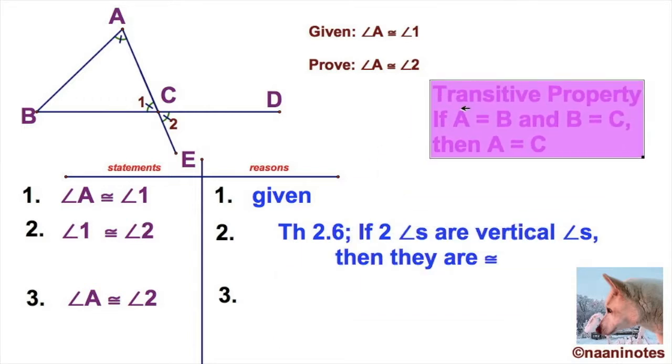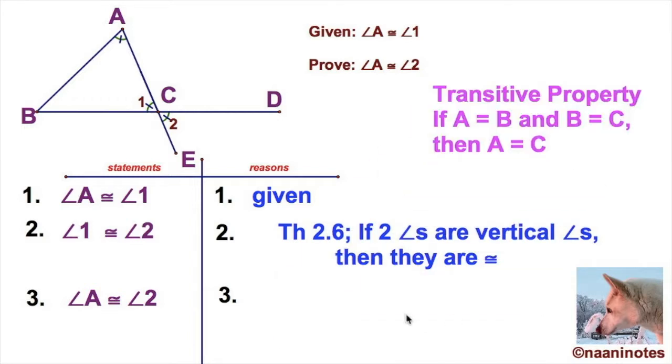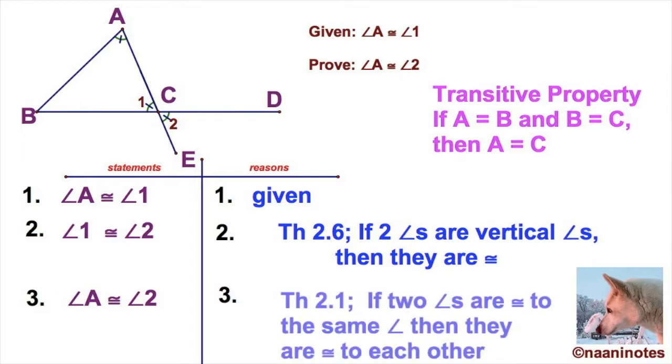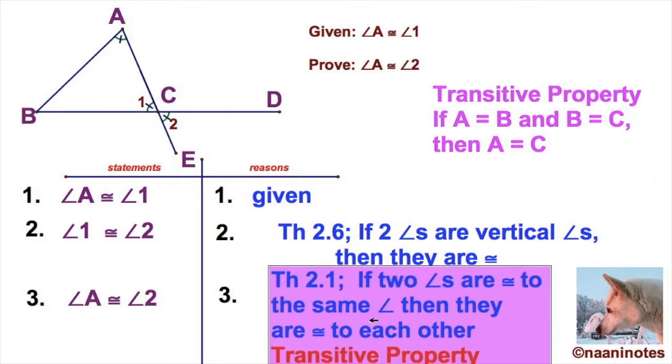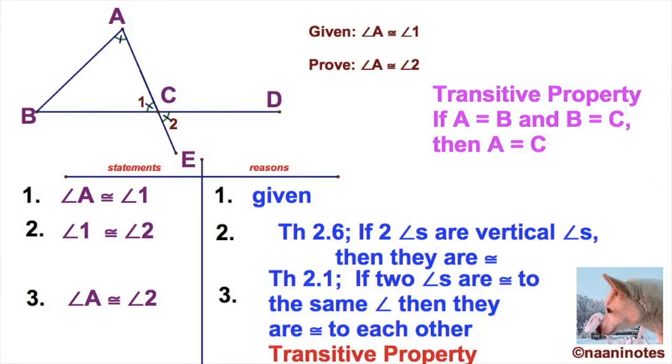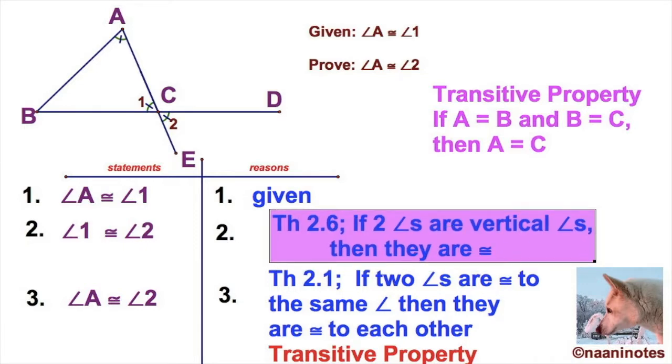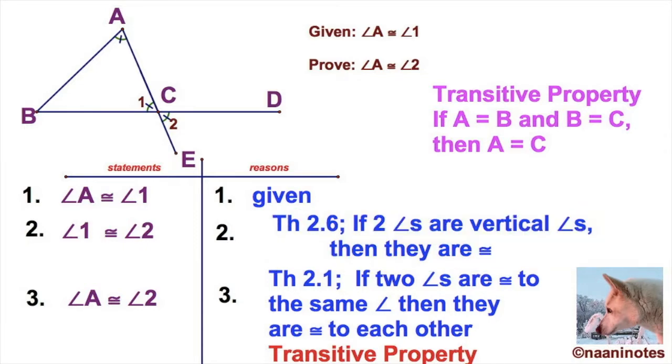But this is how you wrote it in elementary school. We're going to write it for this class. For this class, we're going to say, how many angles in the picture? 1, 2, 3. Both angles, A and angle 2, are congruent to angle 1. So we're going to say, Theorem 2.1, running out of room there. Sorry about the spacing. Let's fix that. We are going to say, if two angles are congruent to the same angle, then they are congruent to each other. That's the transitive property. In our text, that comes across as Theorem 2.1.